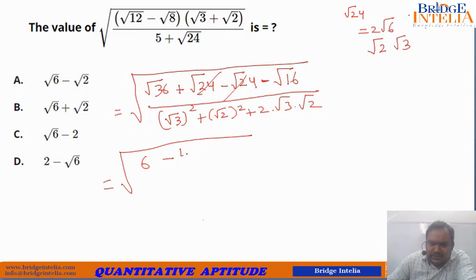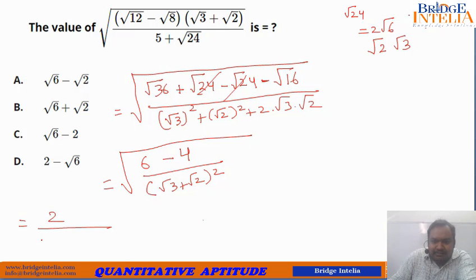So this is actually (6 minus 4) whole divided by (root 3 plus root 2) whole square. So this comes out to be 2 divided by root 3 plus root 2. But as you see, it matches none of the options. So what to do? You can rationalize this further.